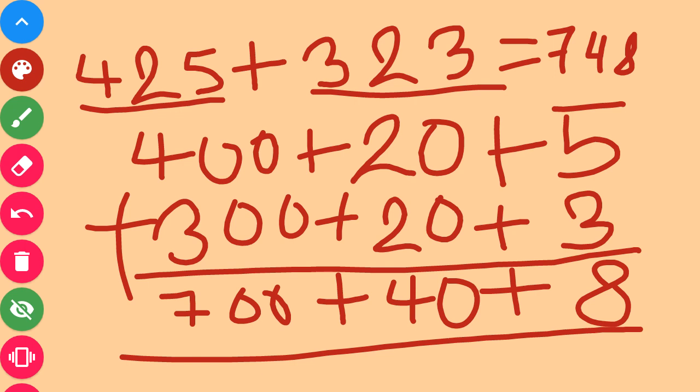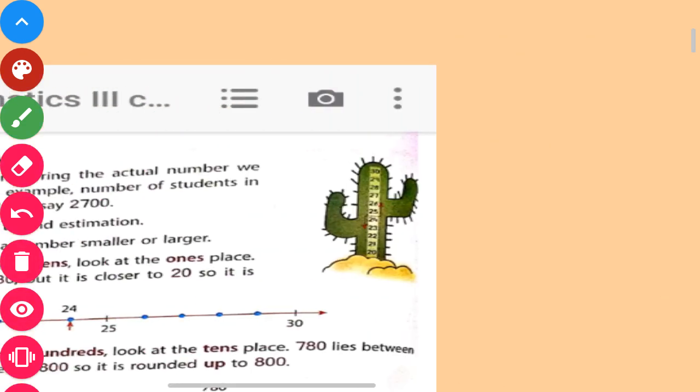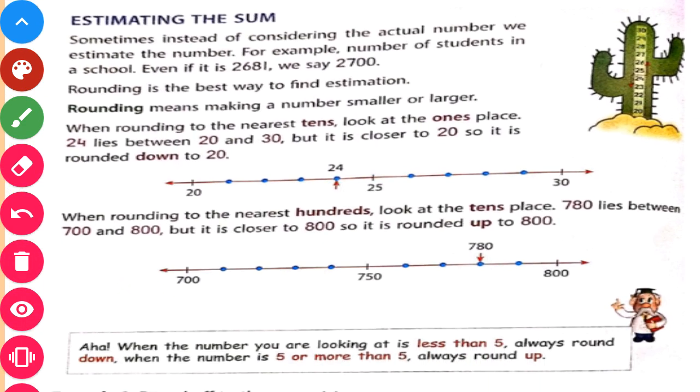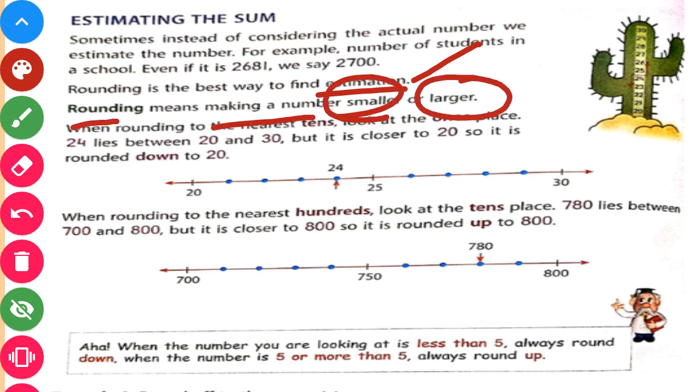Now let us move toward our next topic, that is rounding off. Rounding is the best way to find estimation, to find an approximate value. What we do is round off any number. Rounding means making a number smaller or larger.